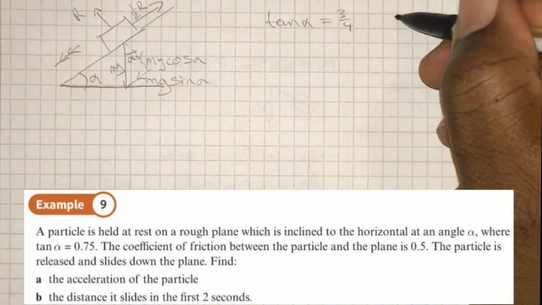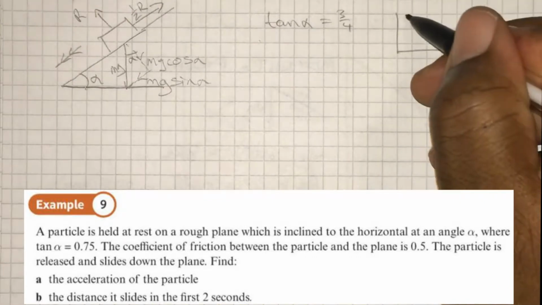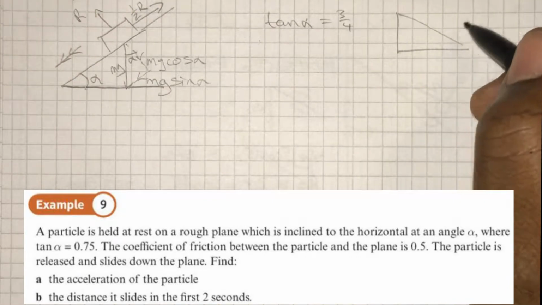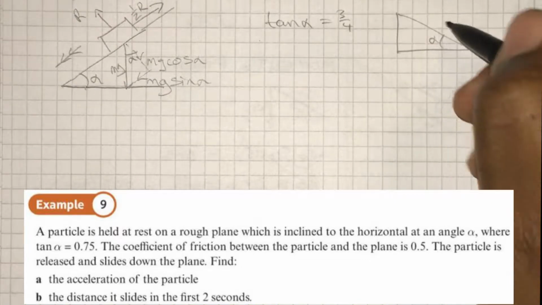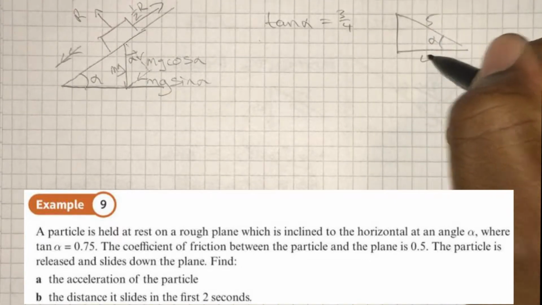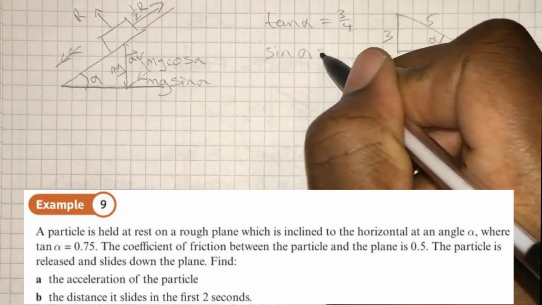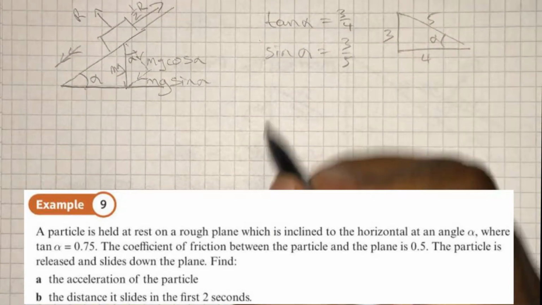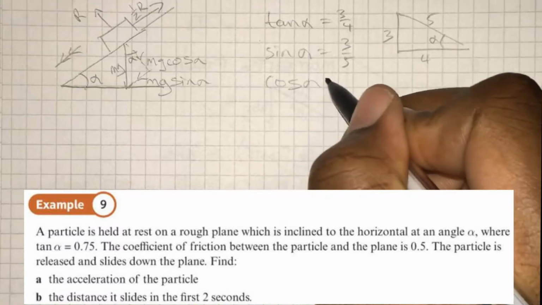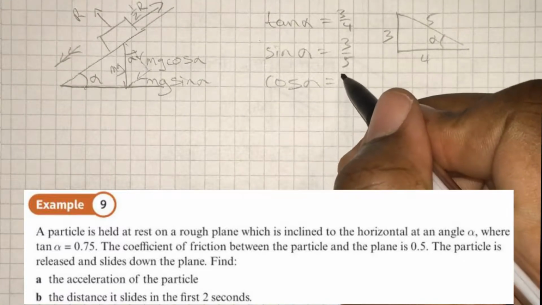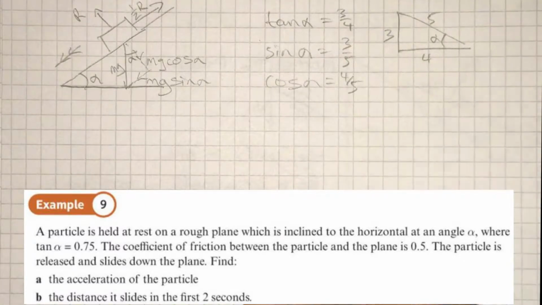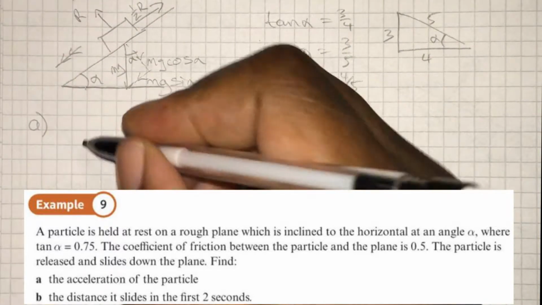We were told that tan alpha equals 3/4. So using this triangle that we should be so familiar with by now, just quickly represent the 3/4 as the 3 for the opposite, 4 for the adjacent, 5 for the hypotenuse, which allows me to calculate sine alpha and cosine alpha. Okay, from there, just going to resolve.